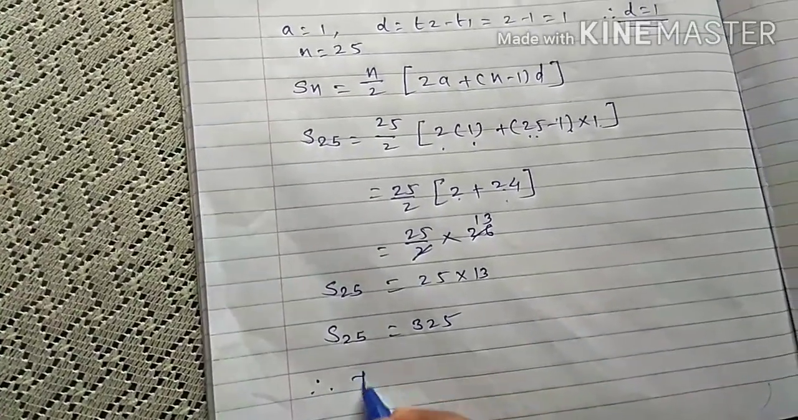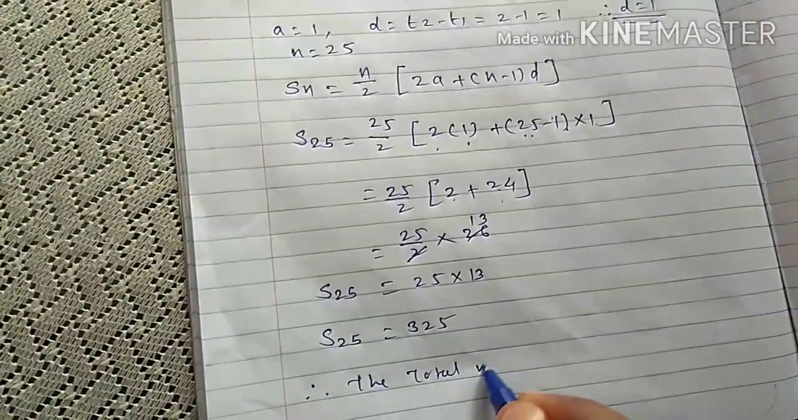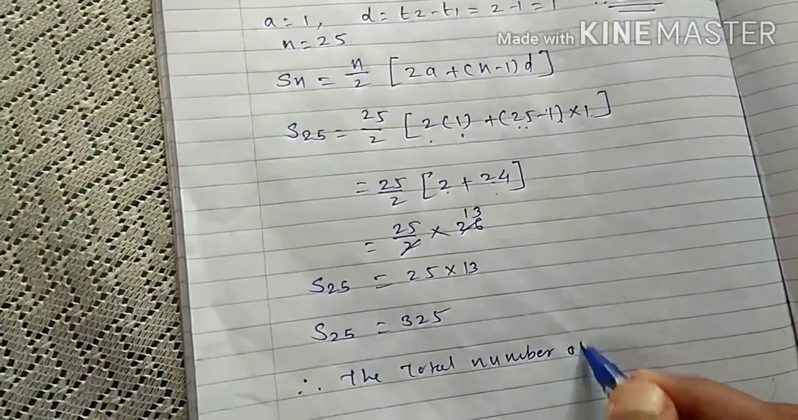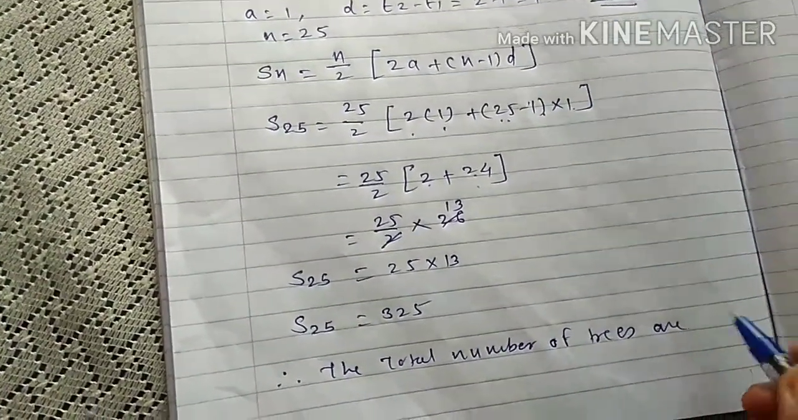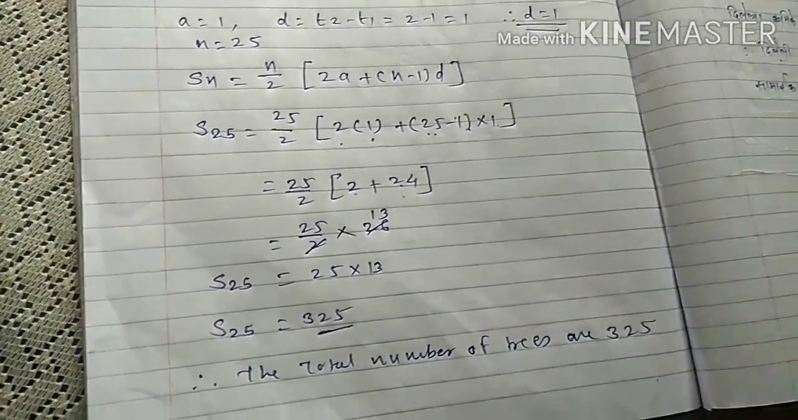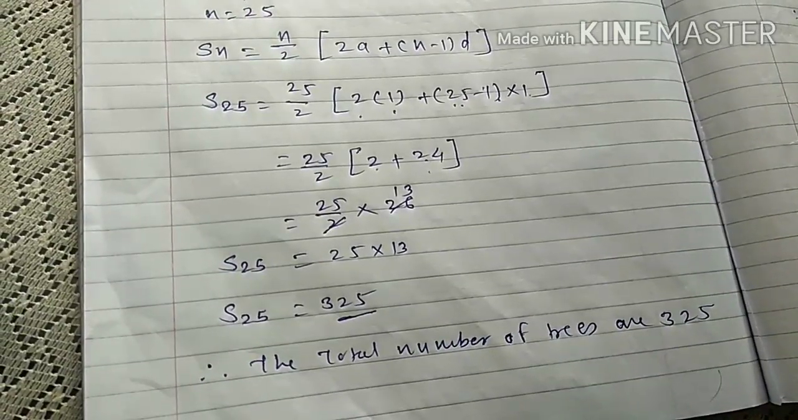So therefore the total number of trees are 325. Understood? Thank you.